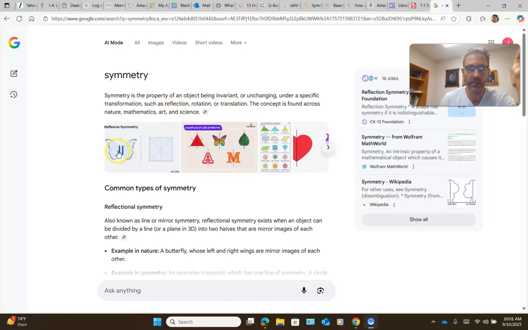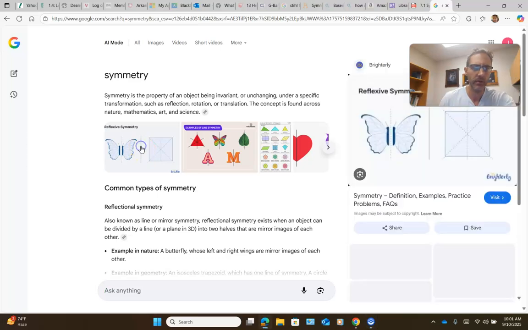So what that means is this image right here, this butterfly, it is unchanged if you rotate either of these wings about this axis right here. Okay, and then it goes on to say this concept is found across nature, mathematics, art, and science. There's a lot of symmetry in art. Okay, and then there's different types of symmetry. We'll talk about that more specifically.